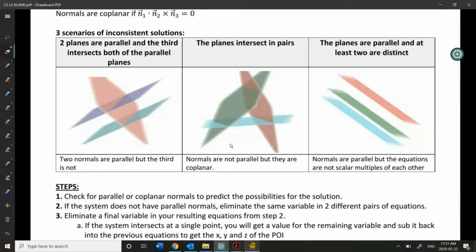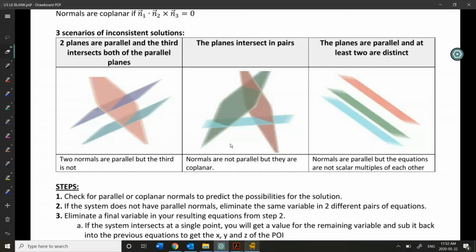Okay, similarly, we could have three planes that all intersect each other in different lines, but they don't intersect all at one single line or one single point. So you'll see that the normals here will not be parallel, but in this case, the normals actually are coplanar, so the triple scalar product equals 0. And then the last scenario that we could have is that the planes are parallel and distinct. So if all three planes are parallel and distinct, that could be a situation, or we could even have two planes that are parallel and coincident and a third that's parallel and distinct.